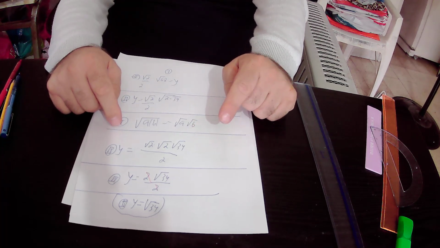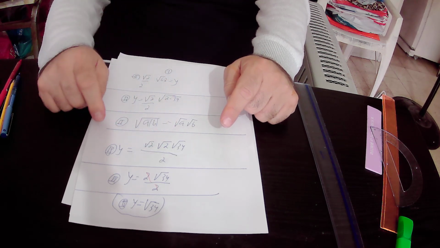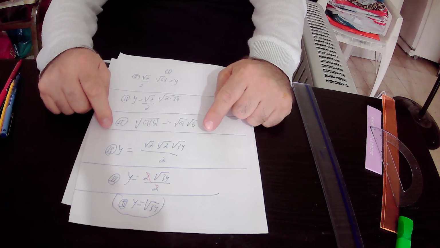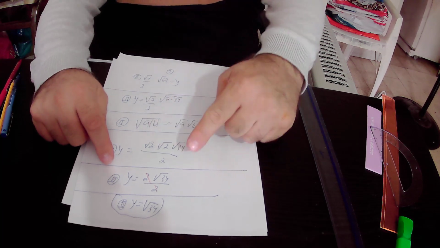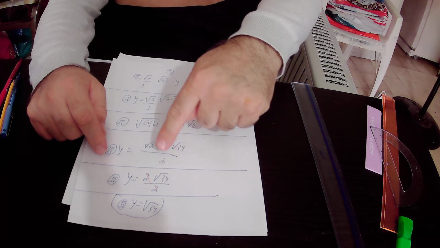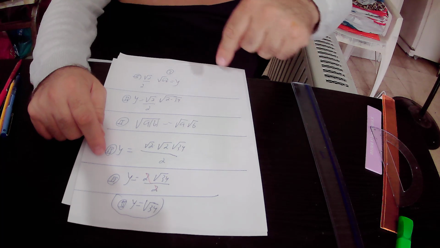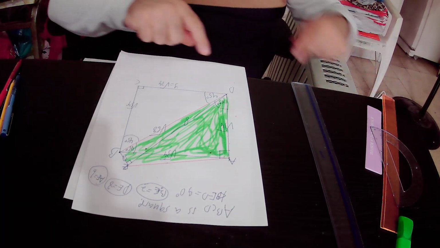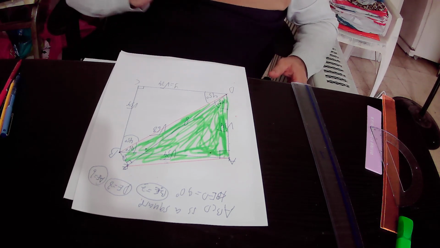So Y equals the square root of 2 times the square root of 2 times the square root of 34 over 2. And the square root of 2 times the square root of 2 is 2. So we got here that Y equals 2 times the square root of 34 over 2. 2 over 2 is 1, so the 2 will get cancelled, and we got that Y equals the square root of 34 units.